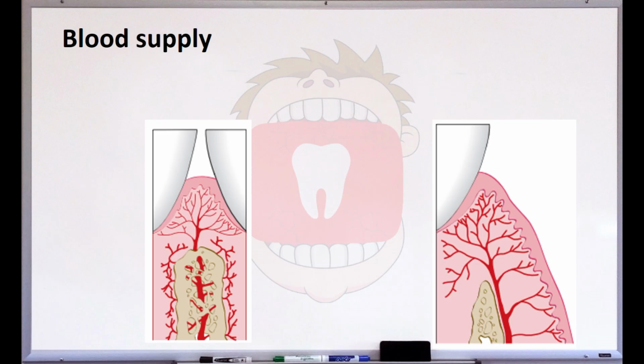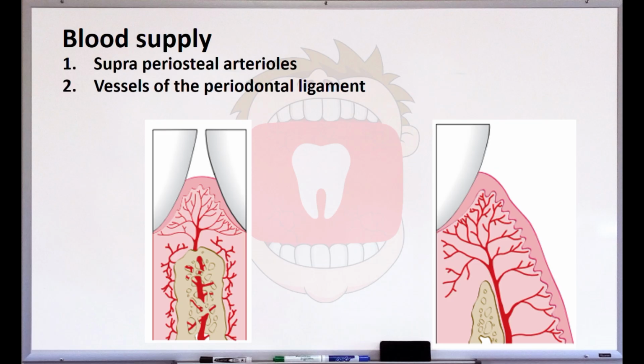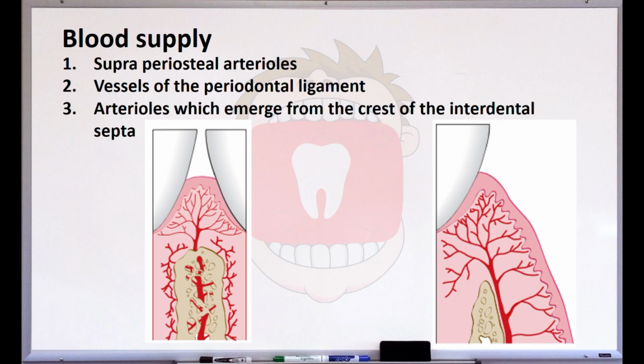Now, let's talk about blood supply of gingiva. The sources of blood supply to the gingiva include supraperiosteal arterioles, vessels of the periodontal ligament, and arterioles which emerge from the crest of interdental septa.